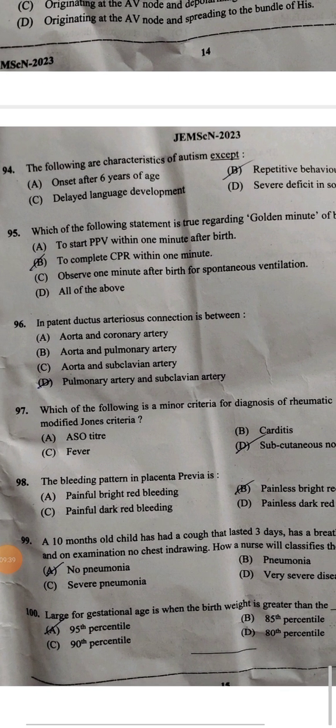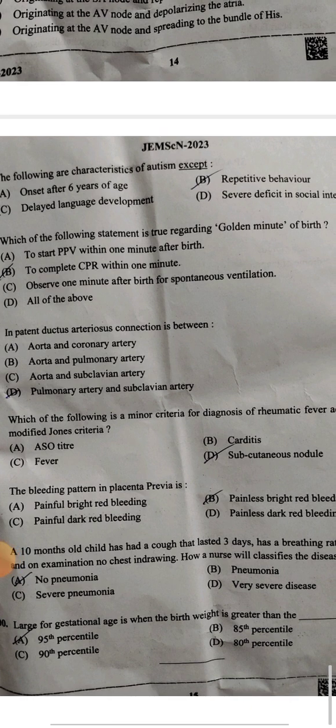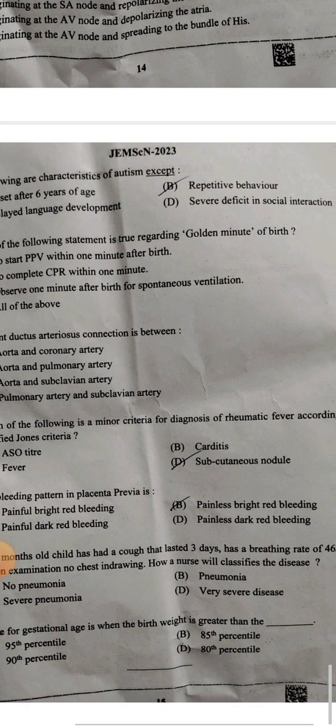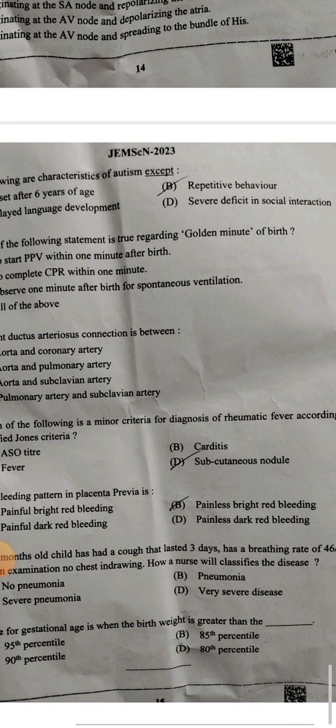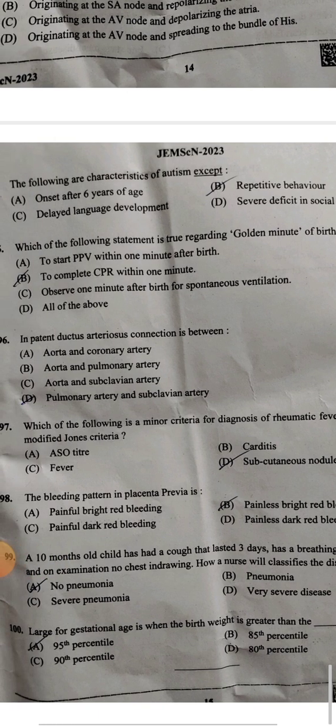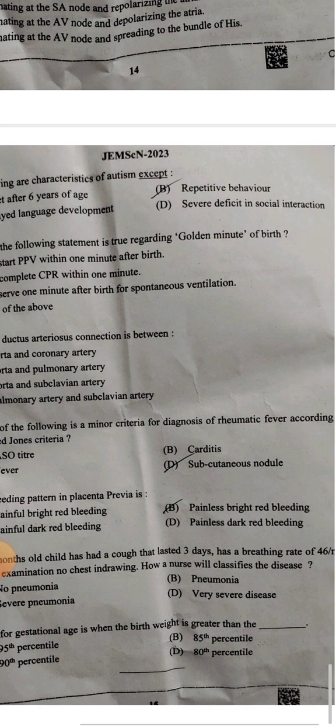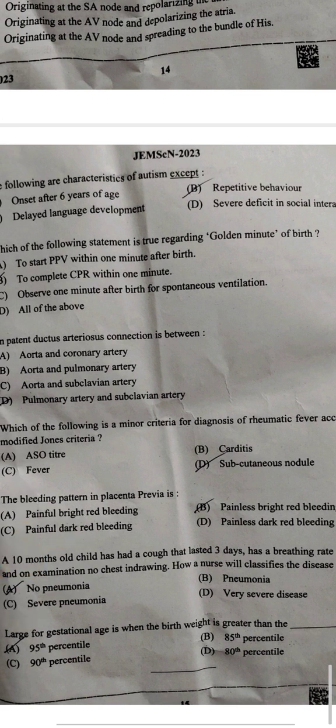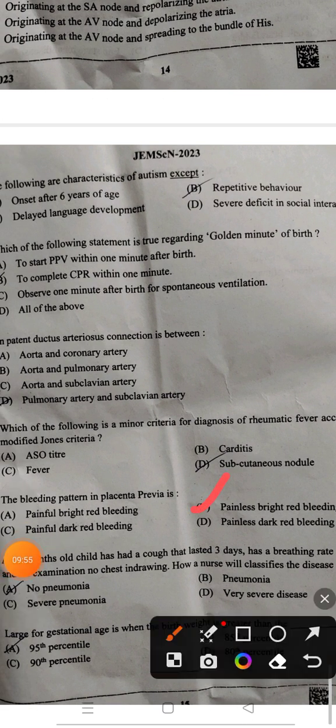Question number 98. The bleeding pattern in placenta previa is option A, painful bright red bleeding, option B, painless bright red bleeding, option C, painful dark red bleeding, option D, painless dark red bleeding. The correct answer is option B, painless bright red bleeding.